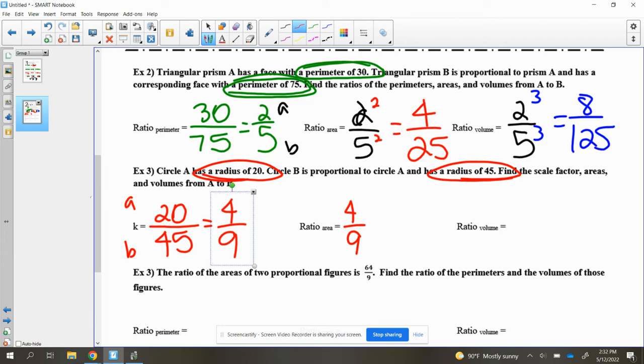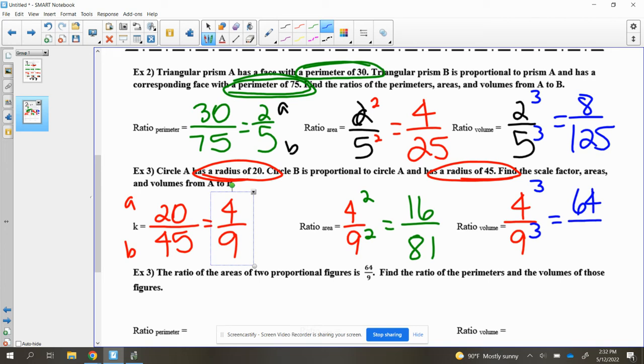So to get our ratio of the areas, we're going to square those values. So we have 16 over 81. And again, we're going to go back to our A and B values and cube them to get our volumes. 4 cubed is 64. 9 cubed is 729.